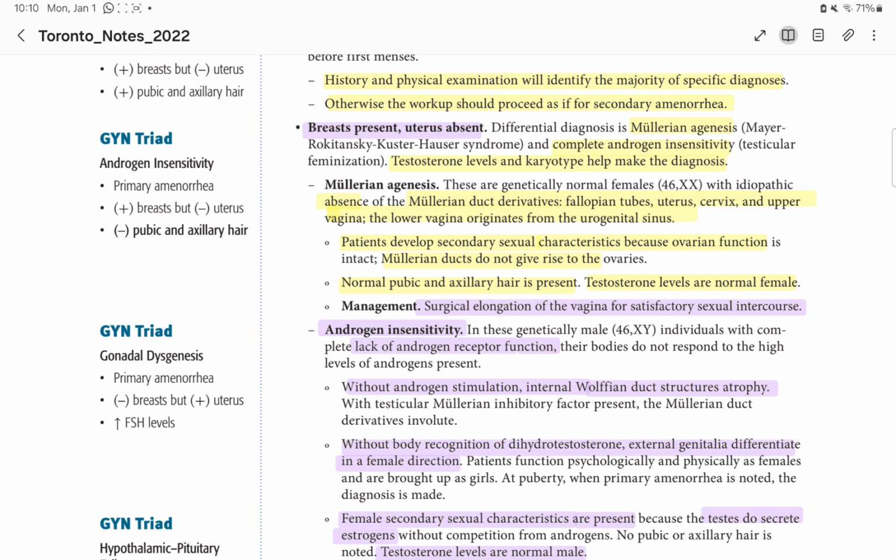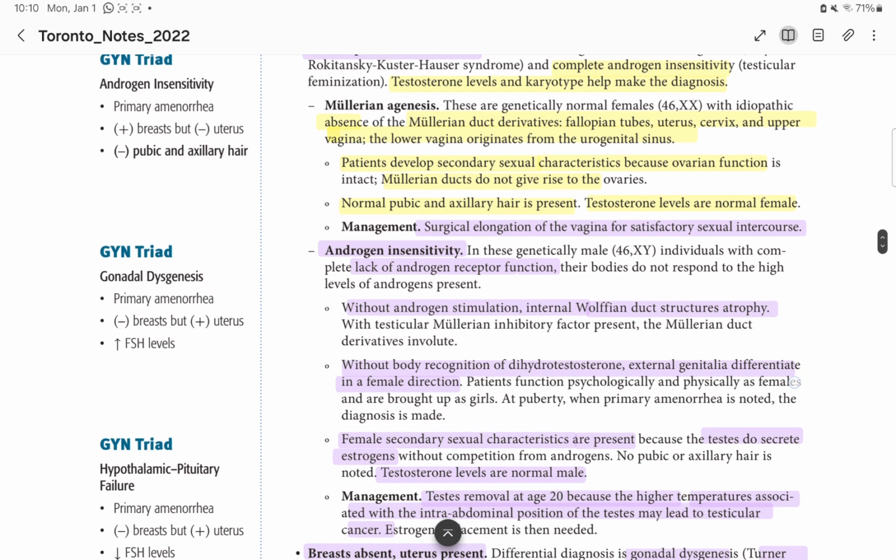That's why secondary characteristics are present, and there is normal production of the hormone. Normal pubic and axillary hair is present. Testosterone levels are normal for a female. And what's the management? The management is elongation of the vagina for satisfactory sexual intercourse. So we are just surgically making a vagina for the woman because it's not present.